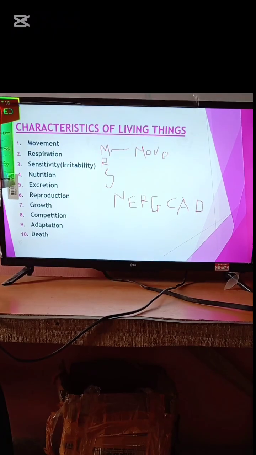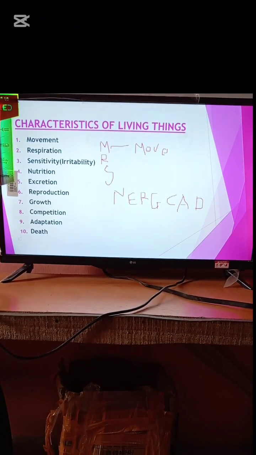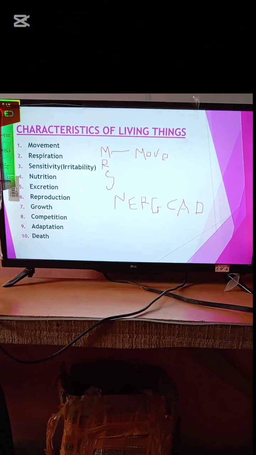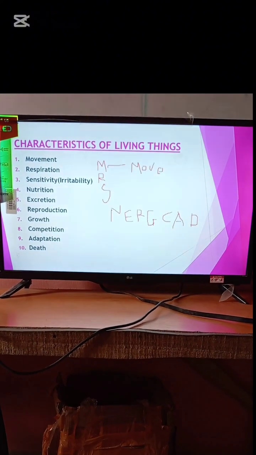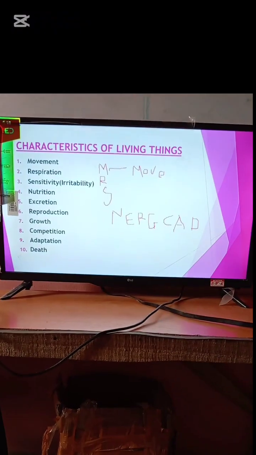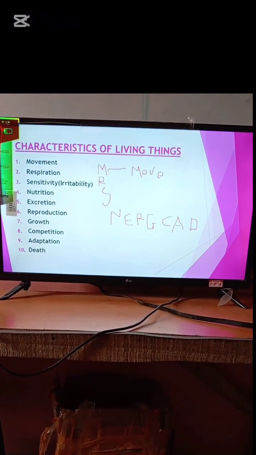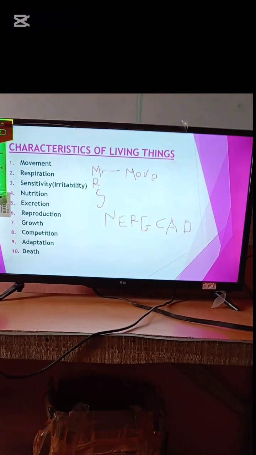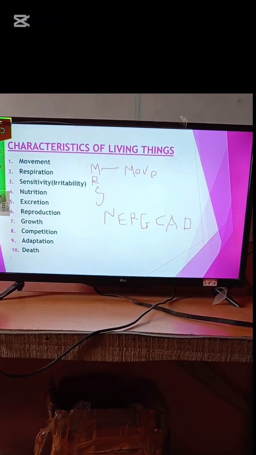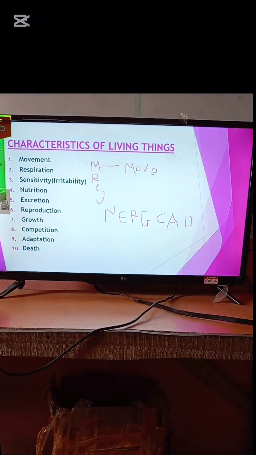So nutrition: living organisms are capable of taking in food. Excretion: all living organisms can excrete. And reproduction, that's giving rise to new offspring of their own kind. All living organisms can do that.